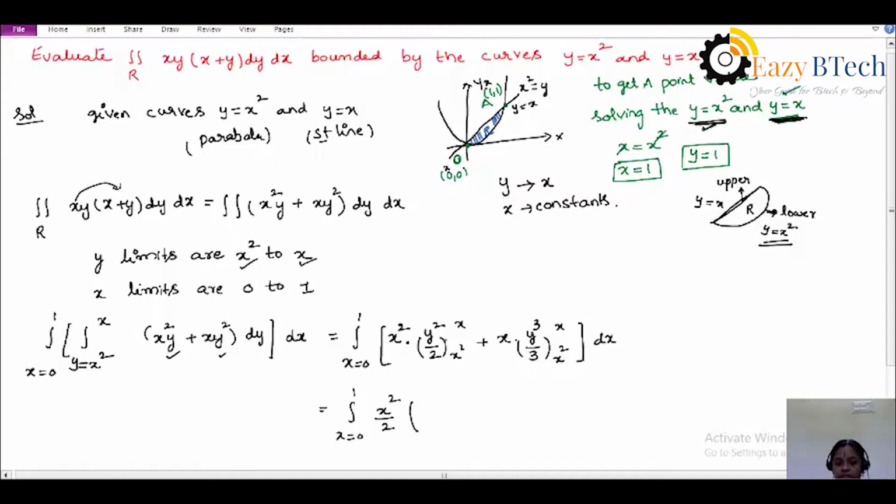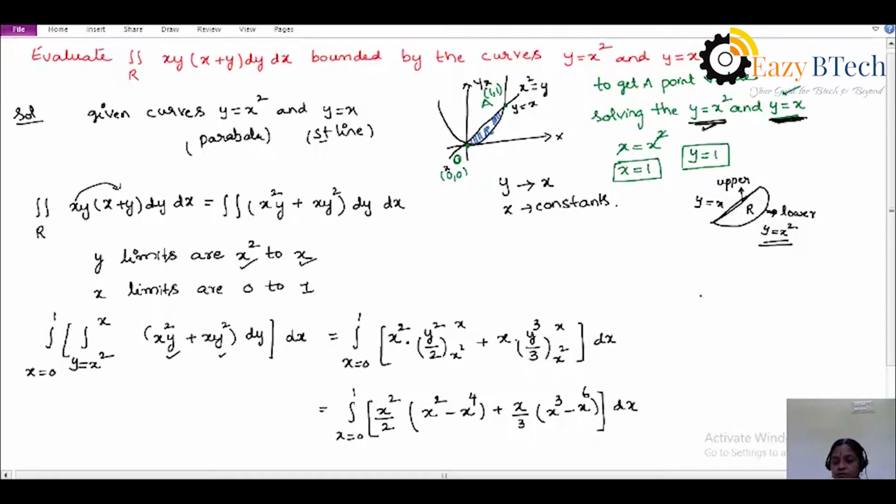So the next one, substituting the limits. Upper limit is x here, in the place of y we have to substitute upper limit x, that means x square, and again minus x power 4 and plus x by 3 x cubed minus x power 6 into dx. So we have to do the second integration with respect to x.